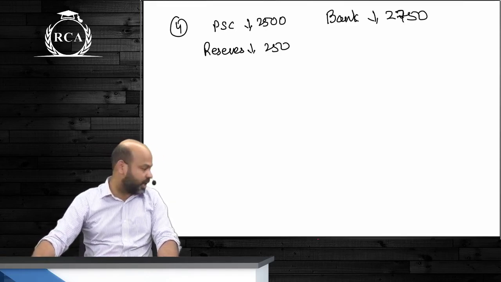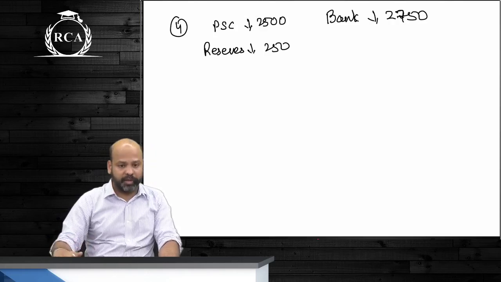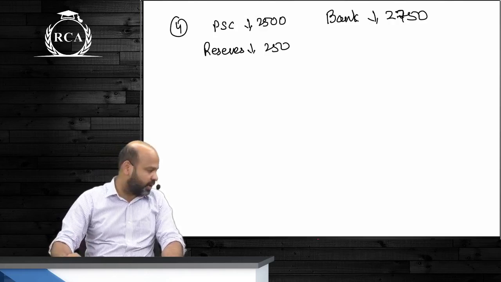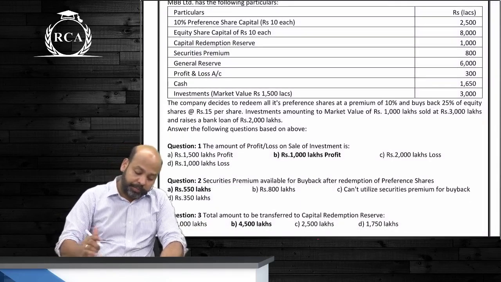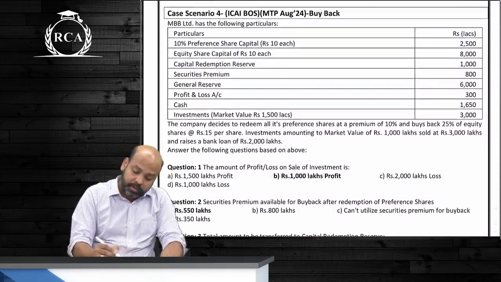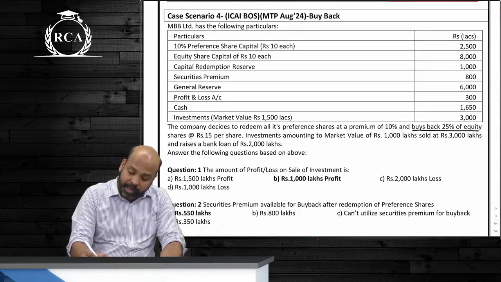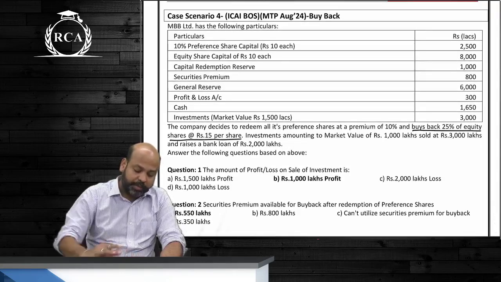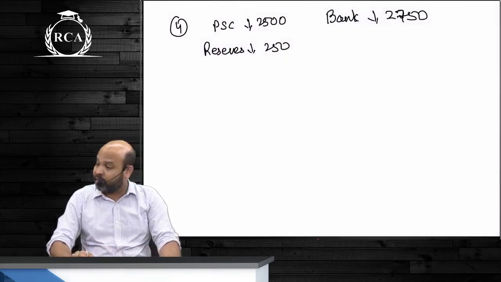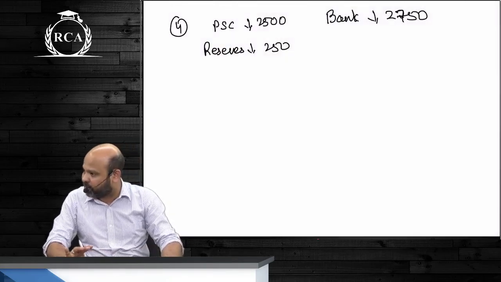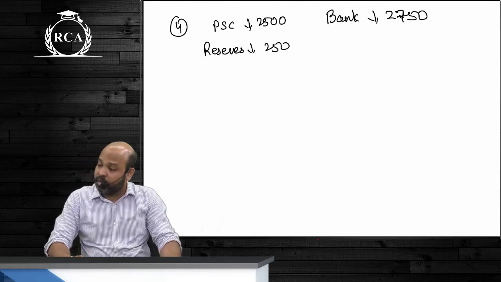Your preference share capital will reduce by 2,500. Free reserves, guys, will reduce by 250. Bank balance will reduce by 2,750. This is important now. All right, guys, one more. It is buying back 25% of its equity at a price of 15 rupees per share. We do not have to check for conditions. The question directly states that we are buying back at a price of 15 rupees.